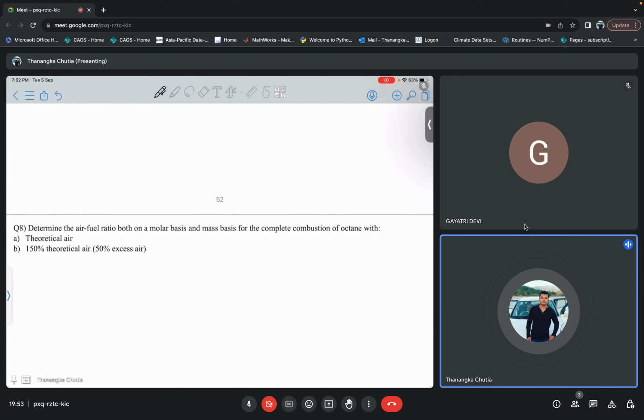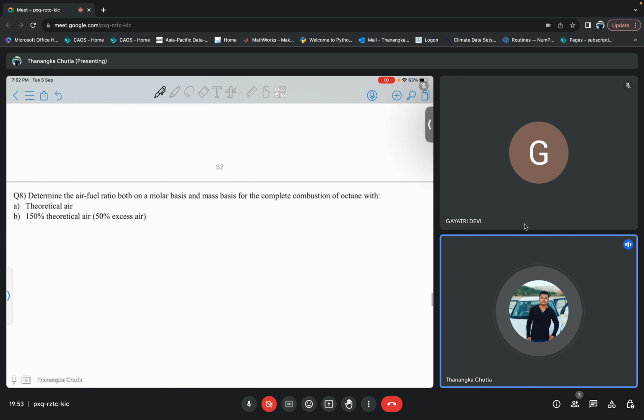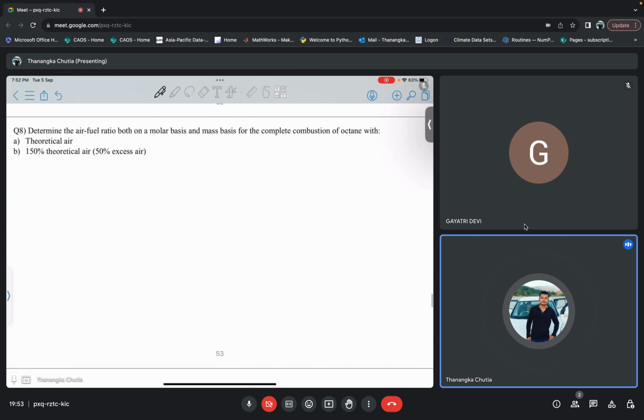Determine the air fuel ratio both on a molar basis and mass basis for the complete combustion of octane with number 1, theoretical air, and number 2, 150% theoretical air, that is 50% excess air. So first of all, we will calculate the theoretical air part.